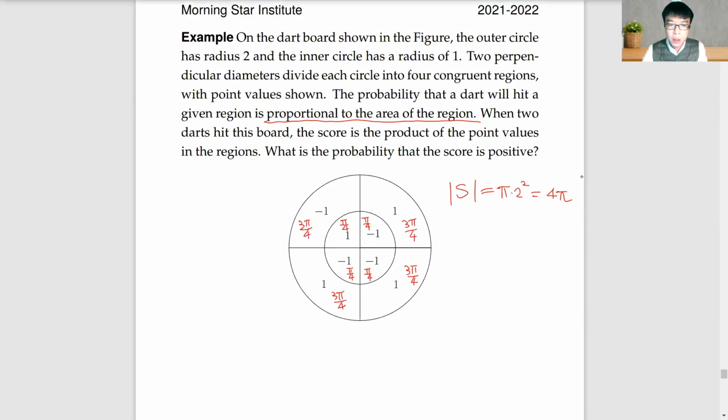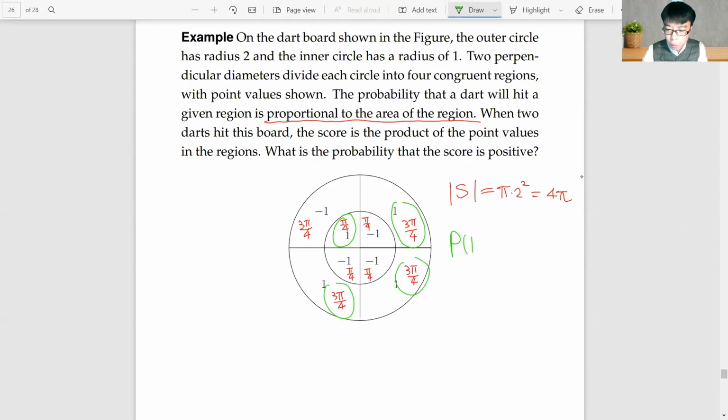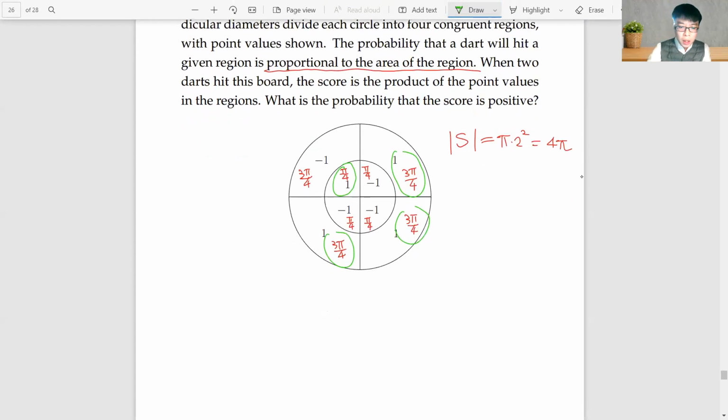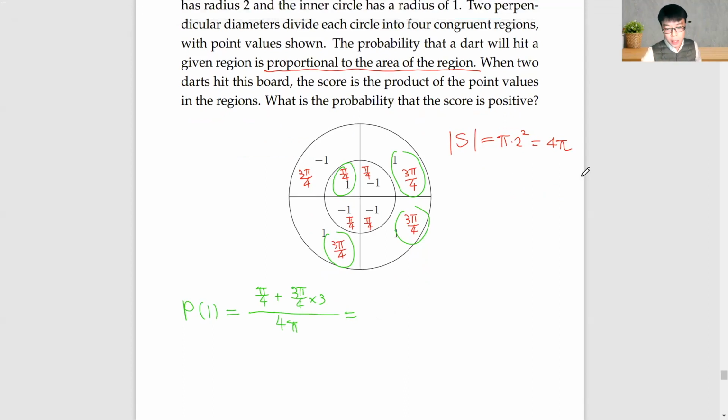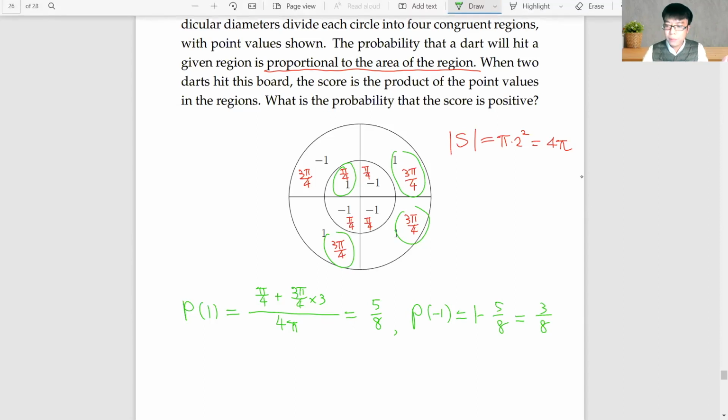Now let's see the area corresponding to 1. We have areas here and also here. The probability of getting 1 is the area corresponding to 1: pi over 4 plus 3 pi over 4 times 3, divided by the total area, 4 pi. This probability equals 5 over 8. Similarly, you can get the probability of getting -1. It's just 1 minus 5 over 8, which is 3 over 8.